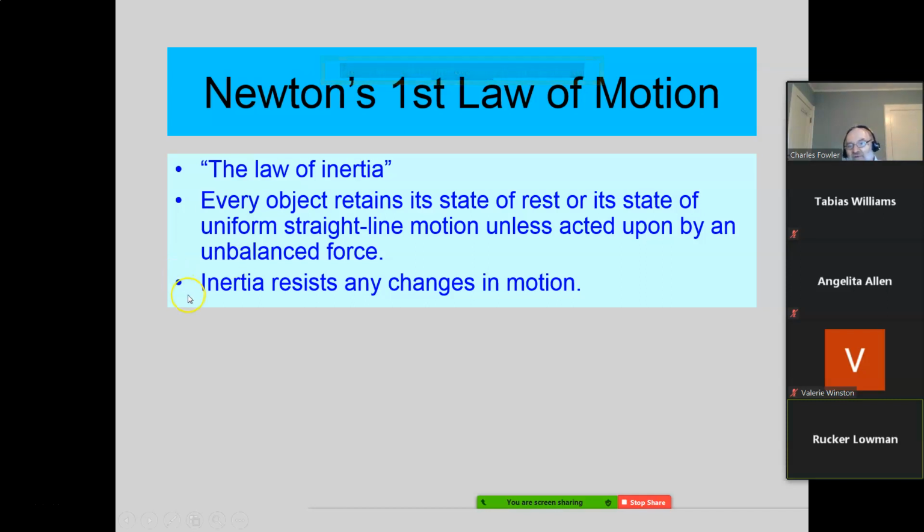So, what is inertia? It's the resistance to any change of motion. If it's at rest, it wants to stay at rest. If it's in motion, it wants to stay in uniform, straight line motion. That's what inertia is.